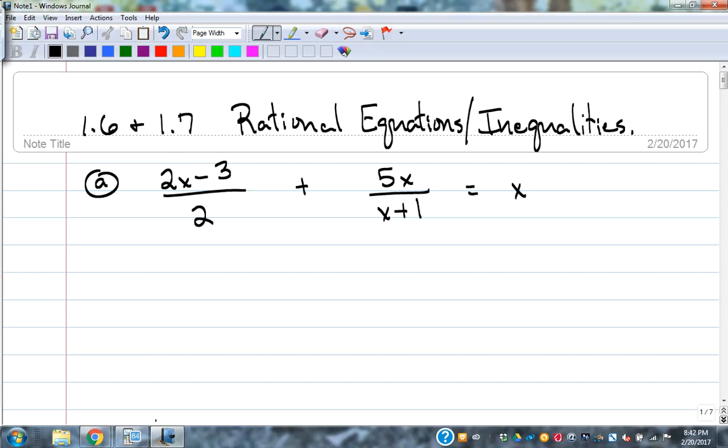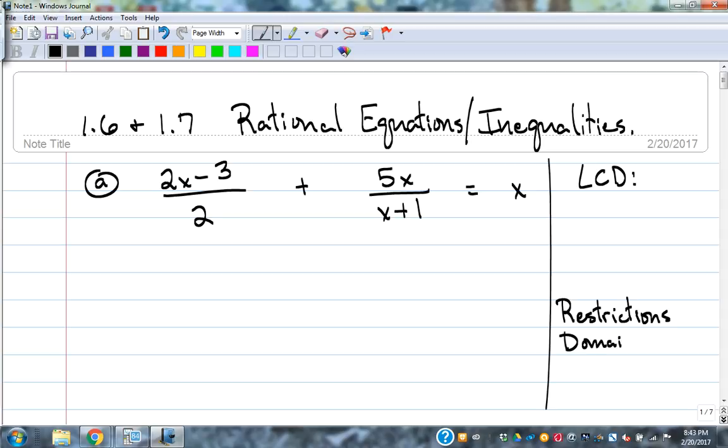All right, so rational equations and inequalities. We're going to solve some equations here. It's going to come down to all of the same things that it took to add and subtract rational expressions. It's what it's going to take to solve them. Big things: least common denominator, and then we want to talk about restrictions. Another word for restrictions is domain.